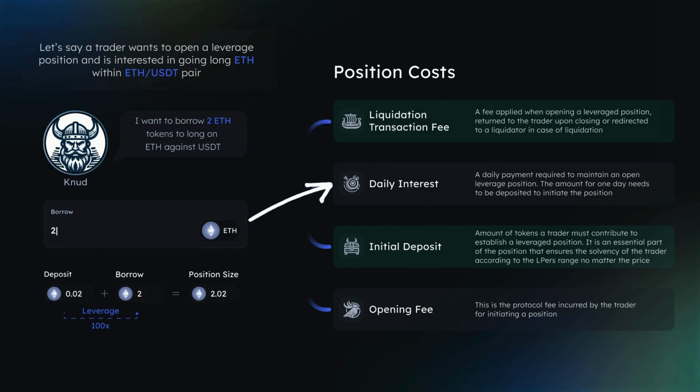Daily interest is a daily payment required to maintain an open leverage position. The amount for 1 day needs to be deposited to initiate the position. Initial deposit is the amount of tokens a trader must contribute to establish a leveraged position. It is an essential part of the position that ensures the solvency of the trader according to the liquidity provider's range, no matter the price. And last one is the opening fee, a protocol fee incurred by the trader for initiating a position.